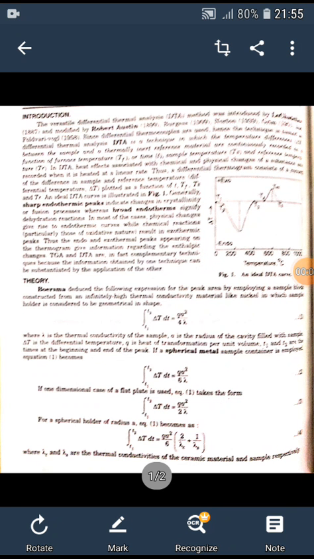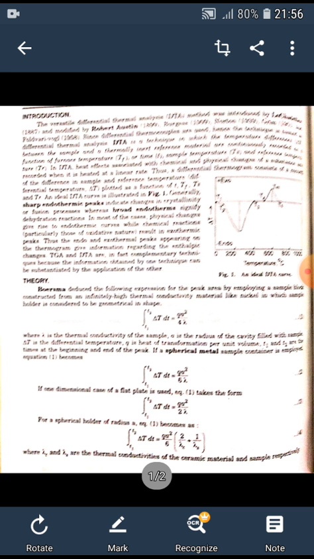Differential thermal analysis method was introduced by Le Chatelier in 1887 and was modified by Robert Austin in 1899, Burgess in 1909, Norton in 1939, Grimm in 1951, and Folberry-Vogel in 1958. Since differential thermocouples were used, the technique came to be known as differential thermal analysis.